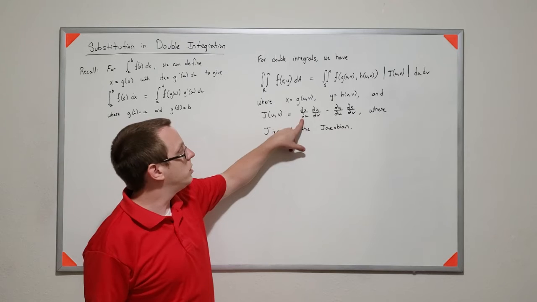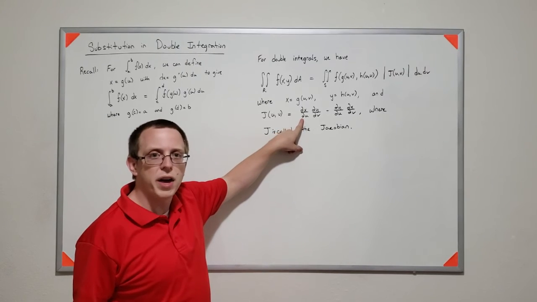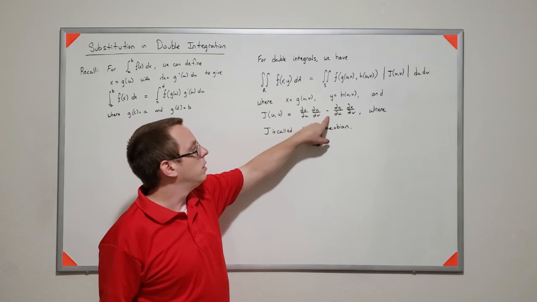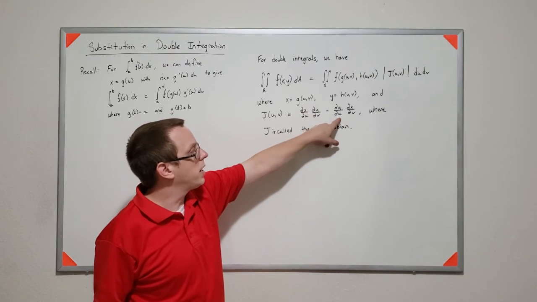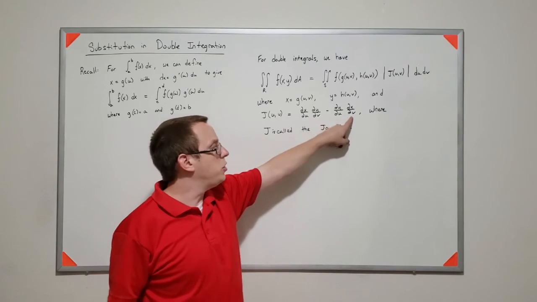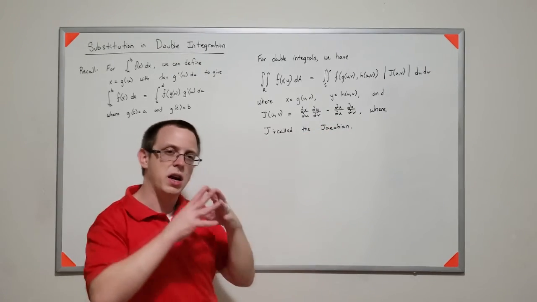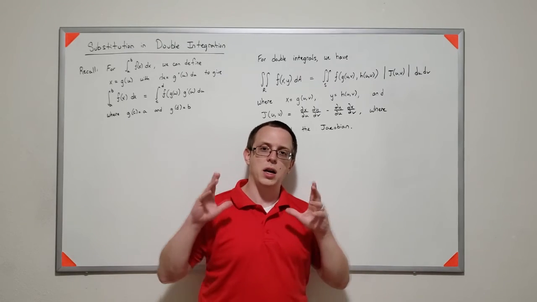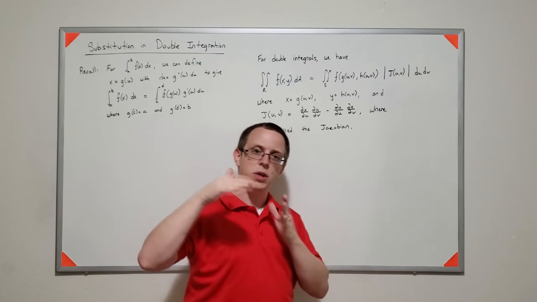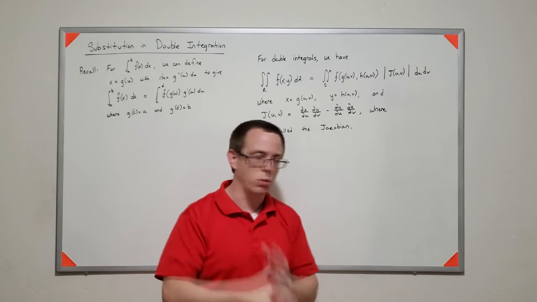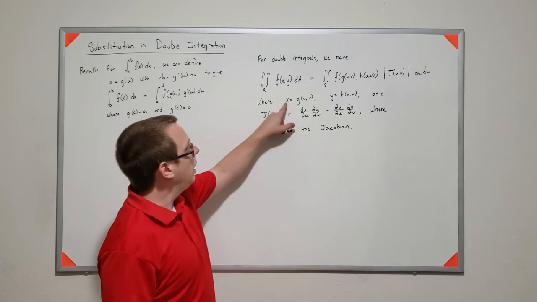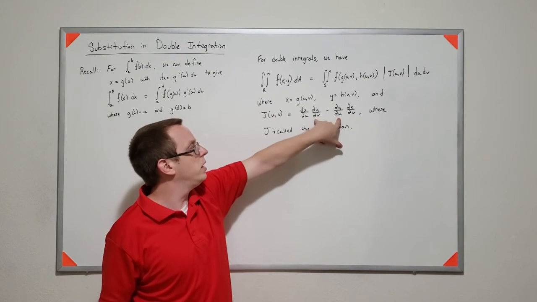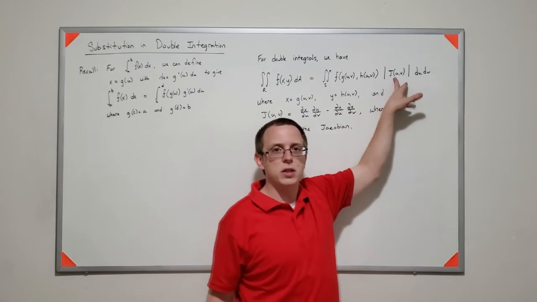So the Jacobian is defined as the partial of x with respect to u times the partial of y with respect to v, subtracting the partial of y with respect to u times the partial of x with respect to v. Now, in doing that, we end up creating a relationship of how these partial derivatives interact with one another. And by defining these substitution functions, we get this relationship and we get this little constant.